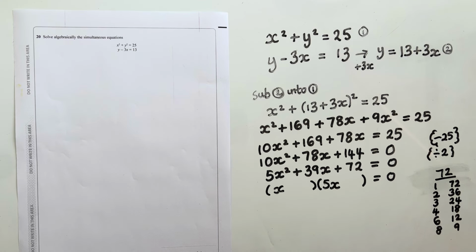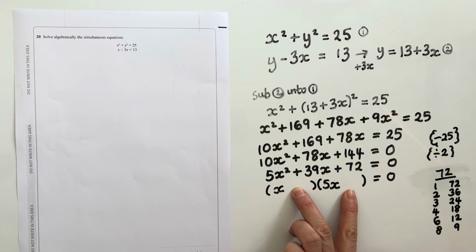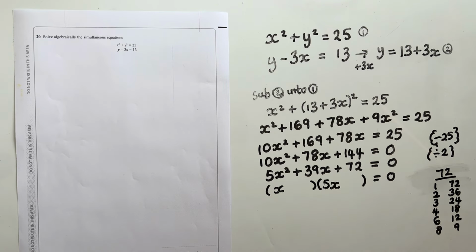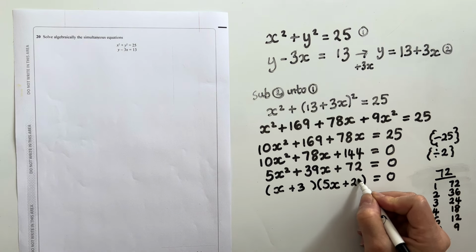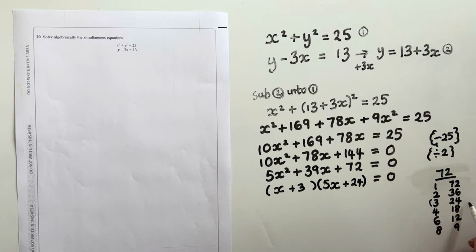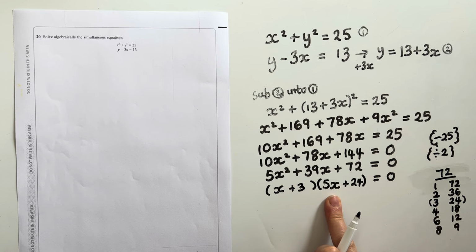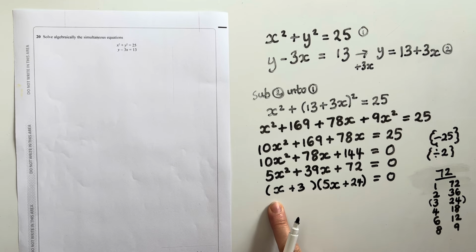We then need to figure out which pair will help us get to 39. And we'll find that if we add 3 and add 24, that will give us the 39x. Because we have 3 times 5x is 15x, and 24 times x is another 24x. And 24x plus 15x will give us 39x.